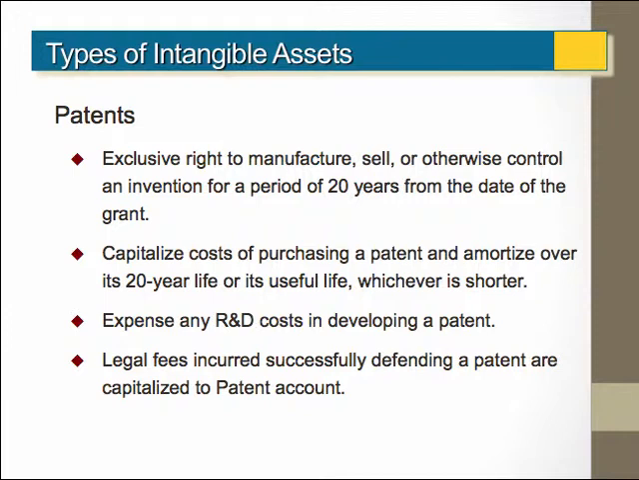Because we know that the patent will last for 20 years, we can take the cost in the creation and enforcement of the patent and spread the cost as amortization over the remaining life of the patent. We would expense the amortization on the income statement and record accumulated amortization.